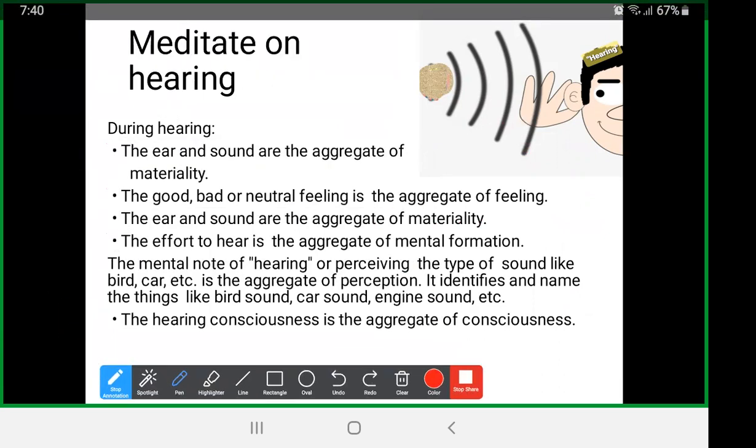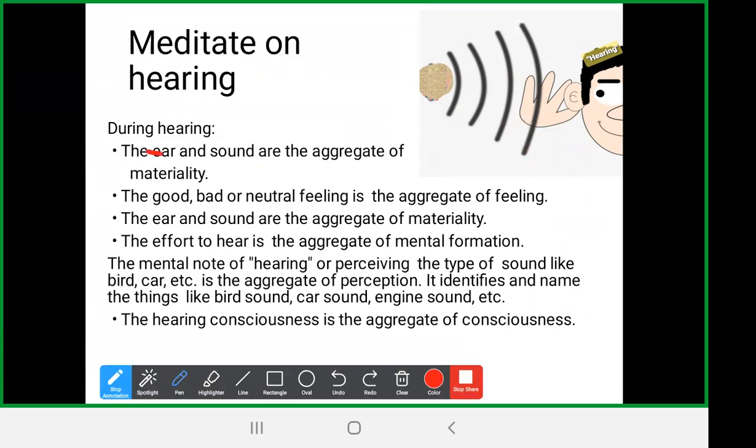So when you hear the sound, there will be the ear, and then the source of the sound. So this is the first aggregate, the aggregate of matter, rupa. After that, at the same time when you hear the sound, there will be feeling, good or bad or neutral feeling. You should know it, all right?